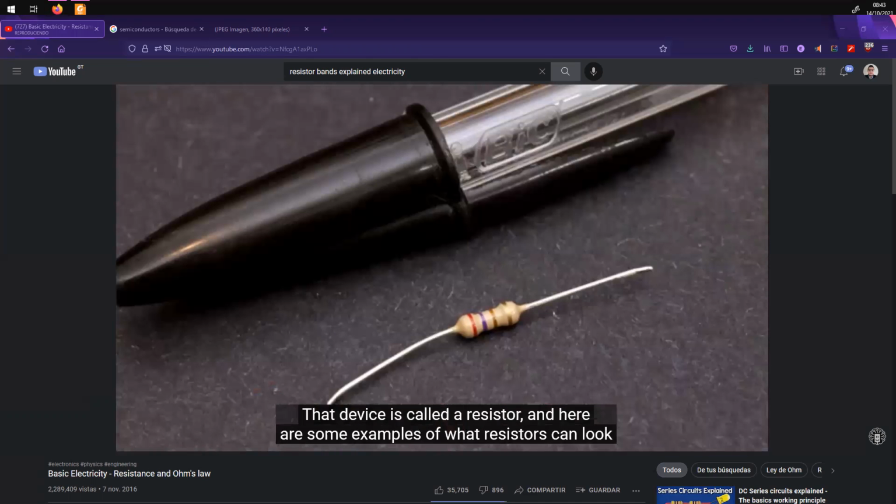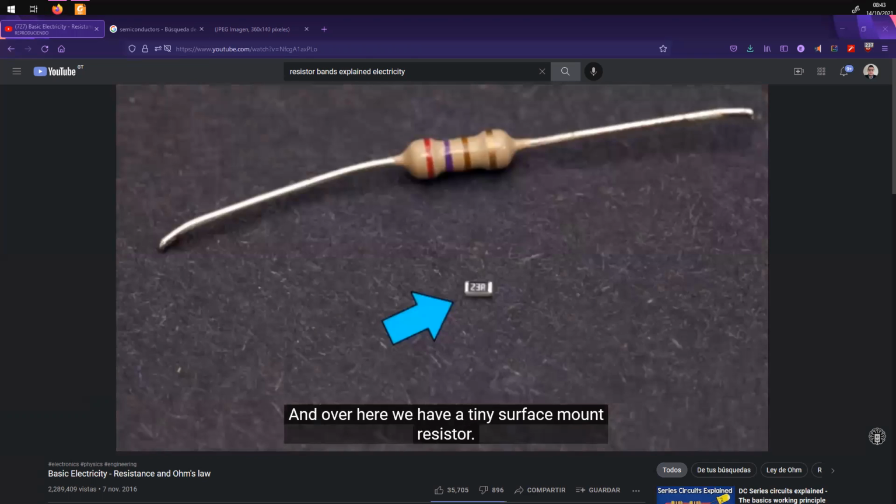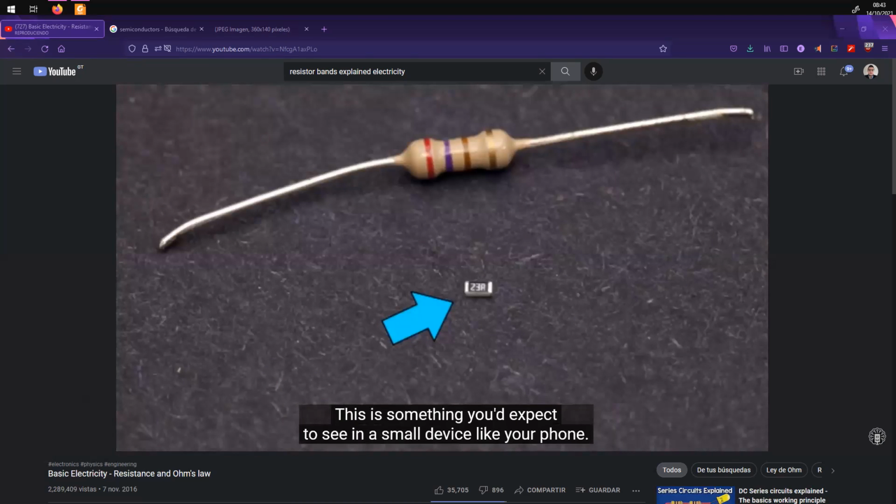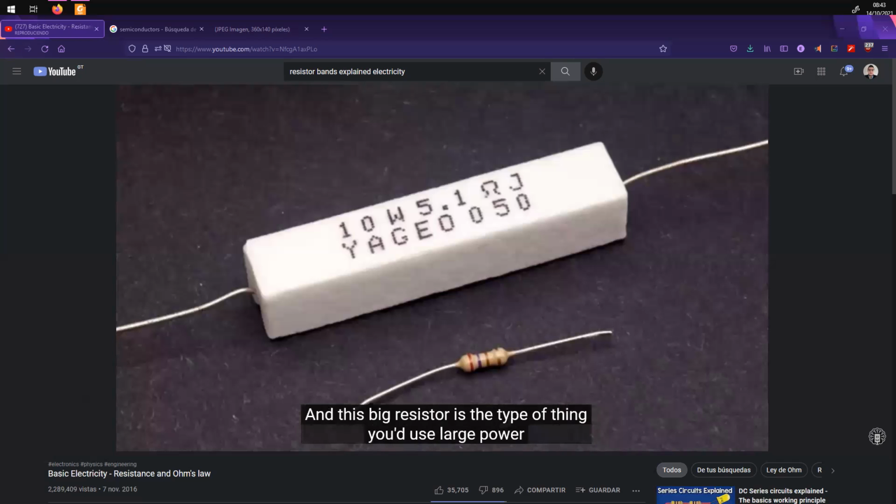That device is called a resistor, and here are some examples of what resistors can look like. We've got a very basic resistor over here, which is the kind of resistor that most hobbyists would use at home when constructing circuits. And over here we have a tiny surface mount resistor. This is something that you'd expect to see in a small device like your phone. And this big resistor is the type of thing that you'd use in a large power supply.